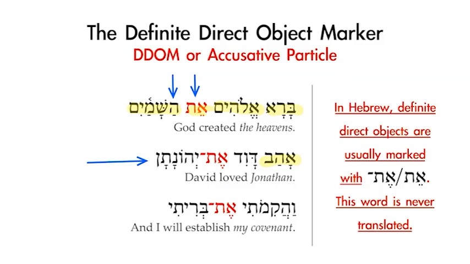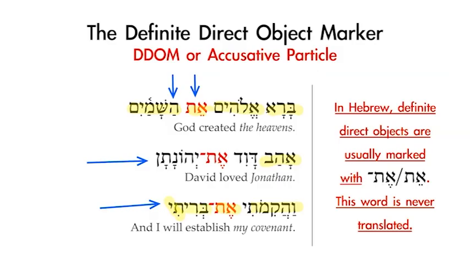Because Jonathan is the definite direct object of the verb to love, it's marked with a definite direct object marker. Finally, the last category that can be a definite direct object are nouns with pronominal suffixes. Now, we have not studied nouns with pronominal suffixes, but in this particular case, the hirik yod on the end of this word for covenant, brith, is a first common singular pronominal suffix. It means my covenant. So when a word has a pronominal suffix on it, it's also considered to be definite. So you have this expression here, wahakimothi eth brithi, and I will establish my covenant.